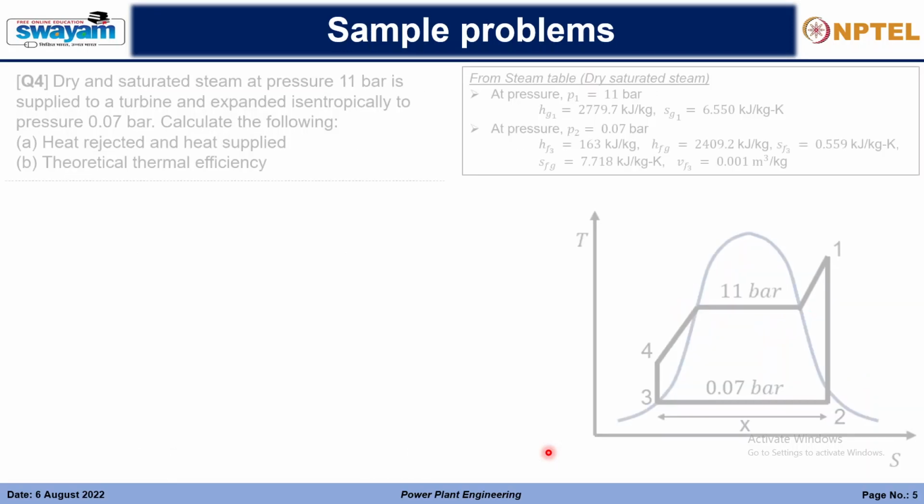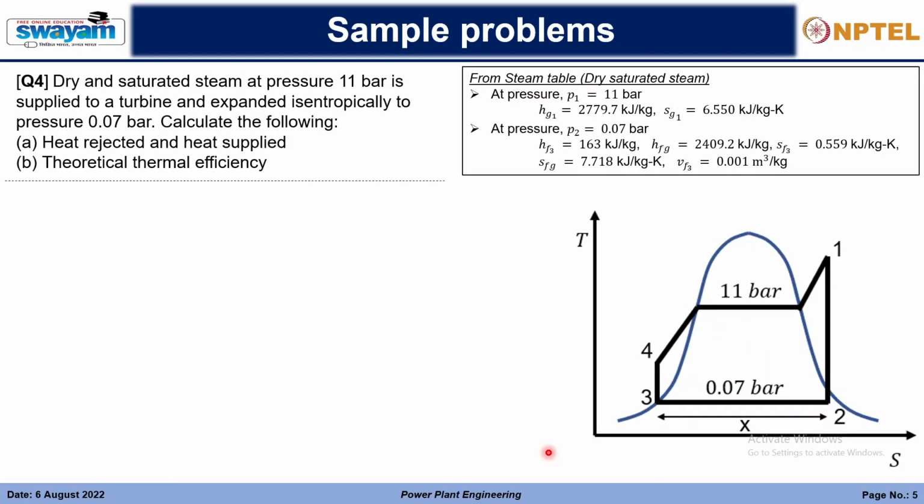Now, here is one more question. Here it is said that dry and saturated steam at pressure 11 bar is supplied to the turbine and expanded isentropically to the pressure 0.07 bar. We need to calculate the heat rejected and the heat supplied and the theoretical thermal efficiency.